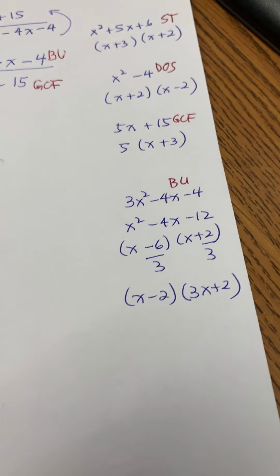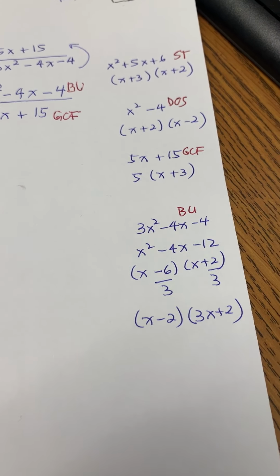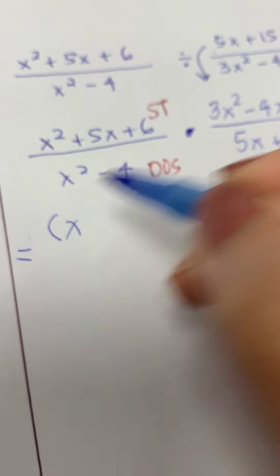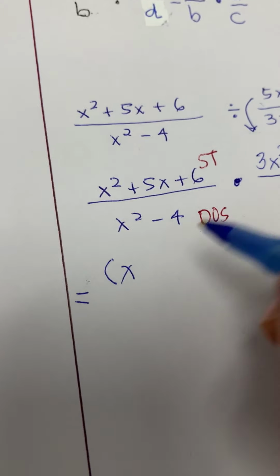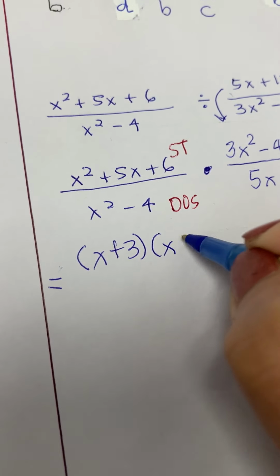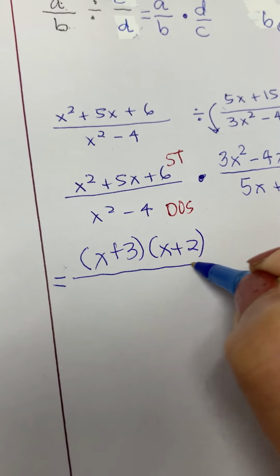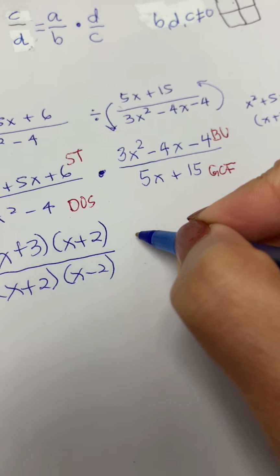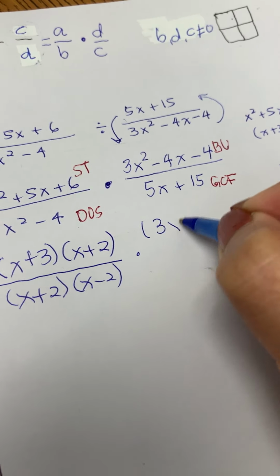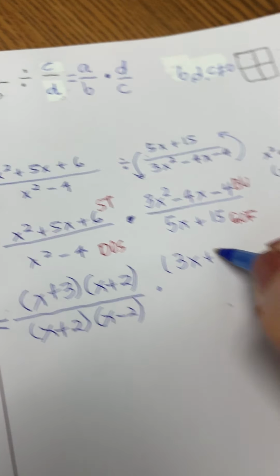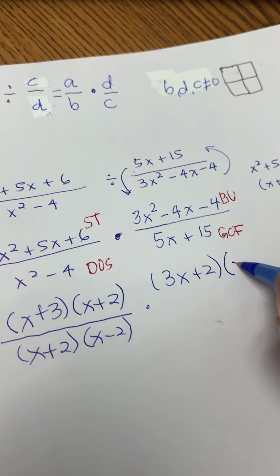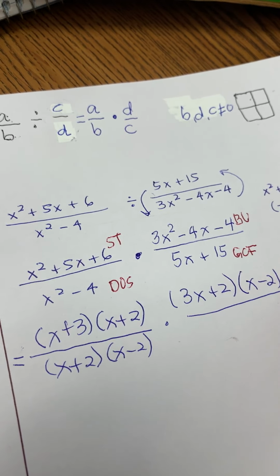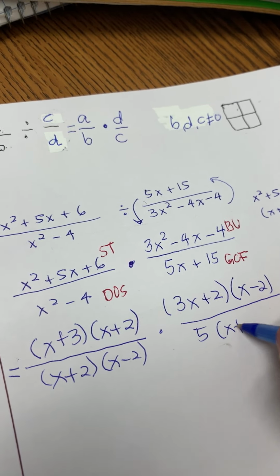Okay, so the factors here, I've done all of them. So let's just write the factored form here. This will be x plus 3, x plus 2. Okay, difference of squares, x plus 2, x minus 2. Times, this will be 3x plus 2 times x minus 2, all over 5 is GCF, x plus 3.